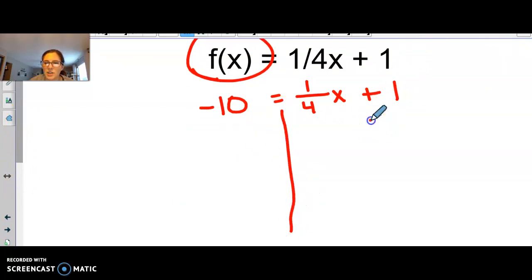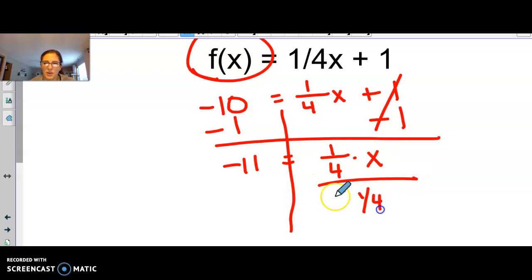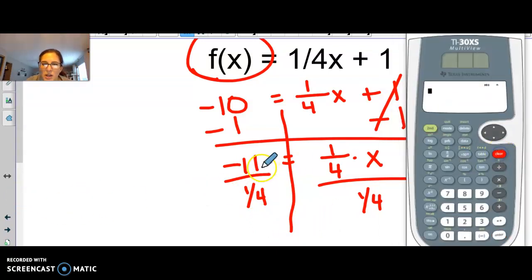Okay, again, the first thing should be to move the number over. -10 minus 1 gives me -11. Now I have 1/4 times x. The second step should have been to divide by a 4th because you're trying to get rid of that number that's in front. I know it looks a little funky, but you've got a calculator that will do it for you. Okay, and if you got this question wrong, here's what you should have done.